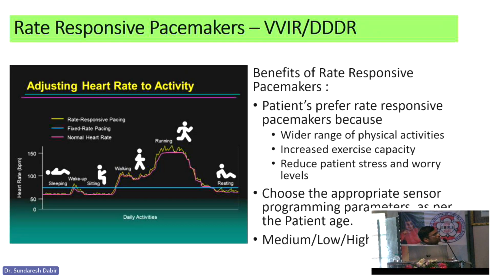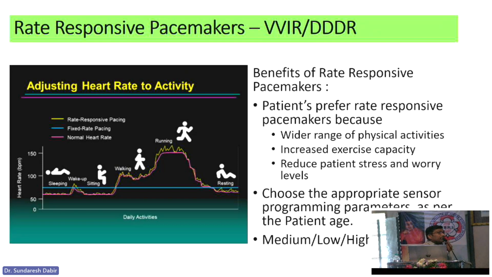If the patient is doing activities like sleeping, sitting, walking, running, or resting, all the way the patient's rate will be 60 or 70, even night and day, whatever. So here we need to choose VVIR, or at least we have to give him a DDDR pacemaker. So let us see what is the benefit from this. And again, it's all about the programming. Rate responsive, just switch it on, switch it off. It's one part of the things.